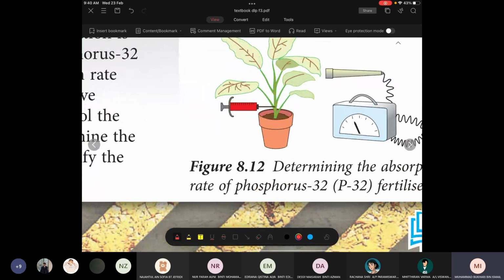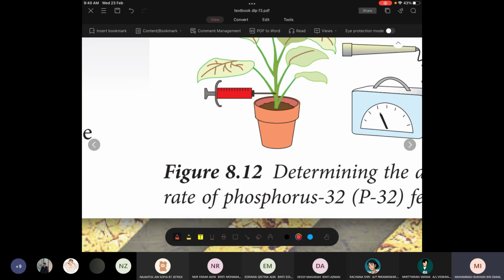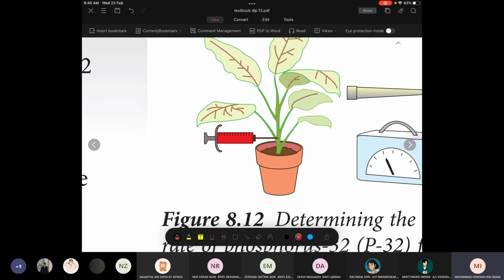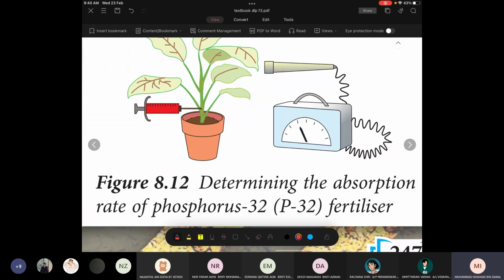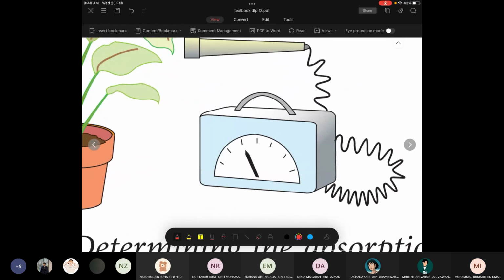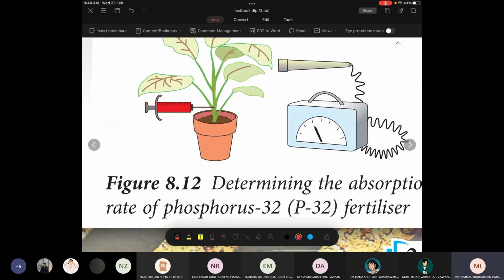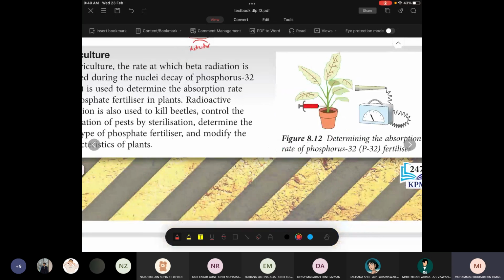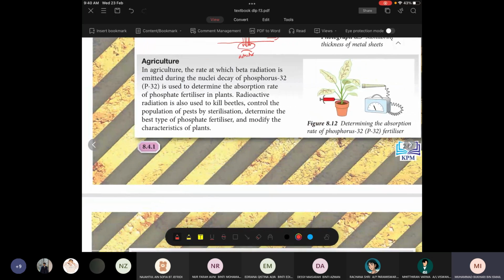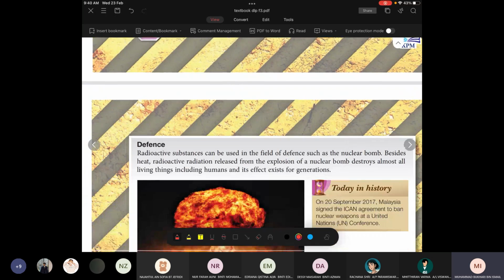So when we apply fertilizer on the ground, it will be absorbed by the tree, right? And then we use this detector to detect how much of the fertilizer is absorbed by the tree. So this is how we use it in agriculture.